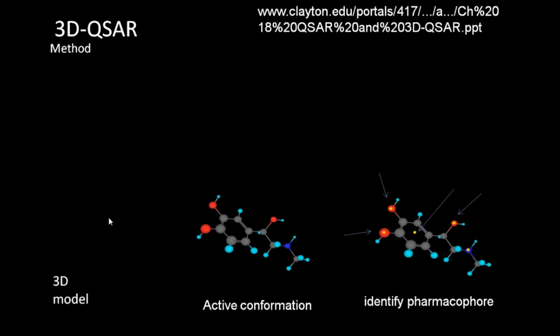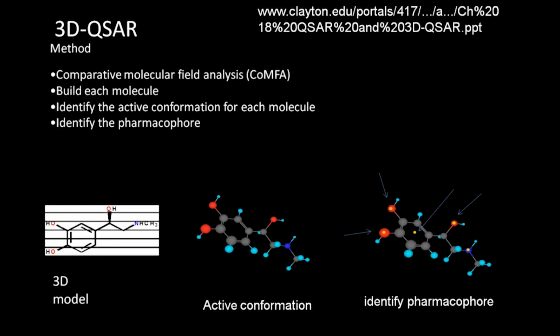Let's look at what it is. Imagine you have a simple molecule like this, and this could be the conformation of the molecule. You identify the pharmacophores of this molecule. Pharmacophores could be, say, hydrogen bond acceptors, because these are all oxygens, or a hydrophobic centroid. These could be the pharmacophores.